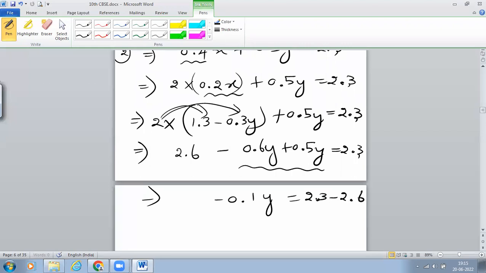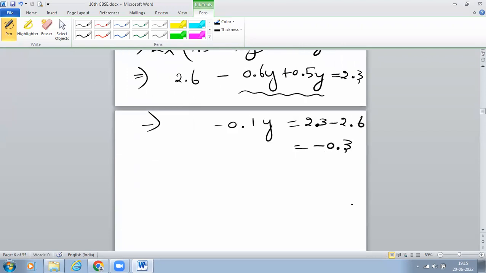So 2.3 minus 2.6. See here, 2.6 is greater than 2.3. So when you subtract 2.6 from 2.3, we'll get minus 0.3. Yes or no? Minus 0.3. If you want, I will teach you how we are getting this answer. You all know this basics, right? If anybody has a doubt, please ask. I'm ready to teach you.